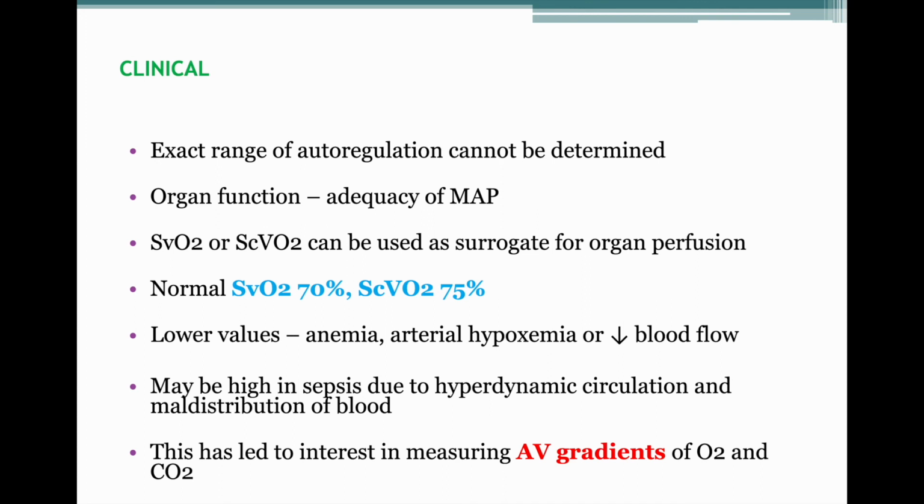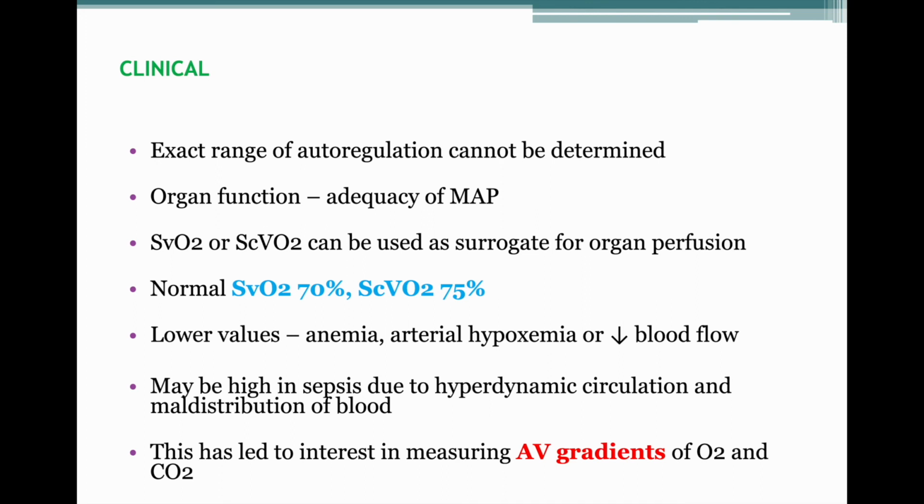Okay, so what are the bedside parameters that can be used as a surrogate for organ perfusion? Those are SvO2 and ScvO2. So these are the normal values. We see lower values generally in anemia, arterial hypoxemia, or reduced blood flow. So what happens in sepsis? Remember, sepsis is always a high cardiac output state. There is a hyperdynamic circulation and there is maldistribution of blood that causes organ failure. The cardiac output is very high, it is not low. So that is why we may also get higher values of SvO2 and ScvO2 in a sepsis patient. We will not get lower values thinking that there will be reduced blood flow. No, it is a high blood flow state.